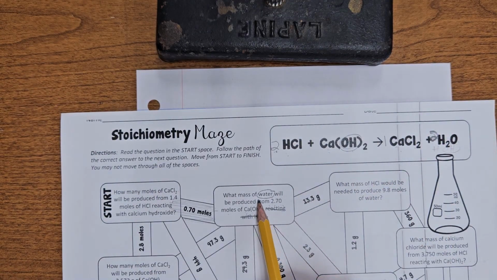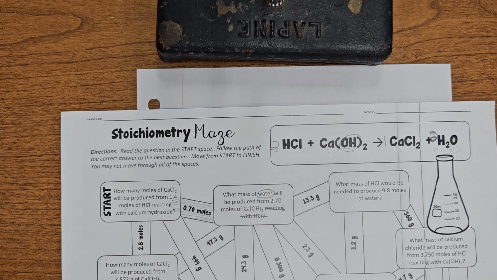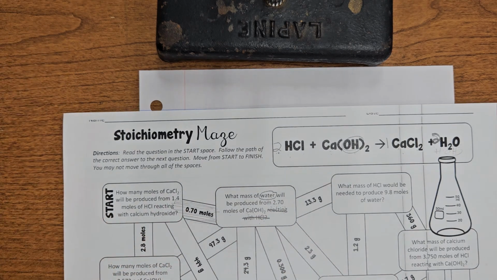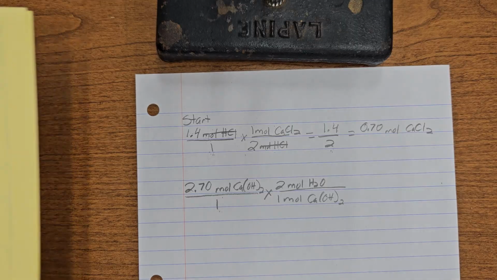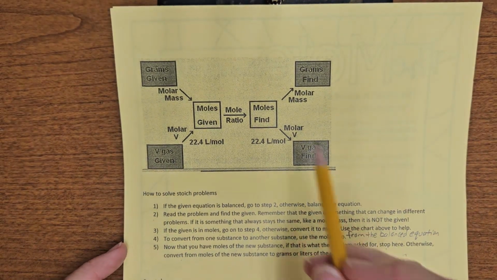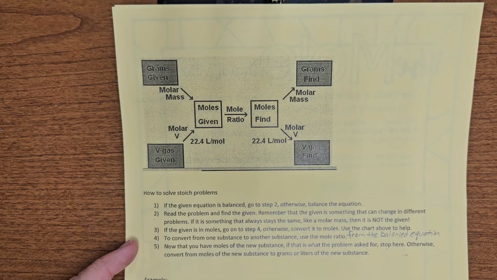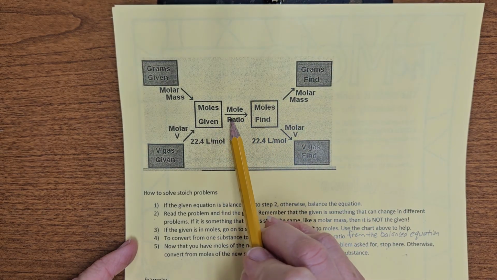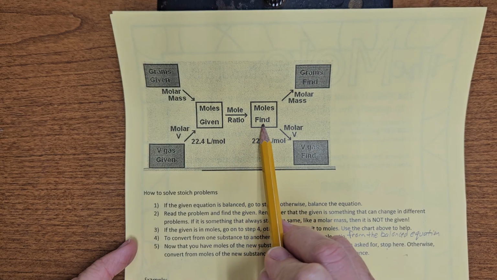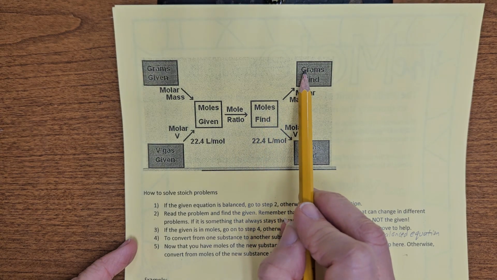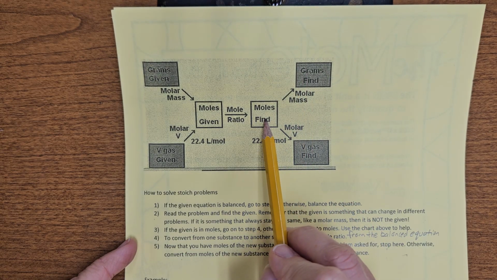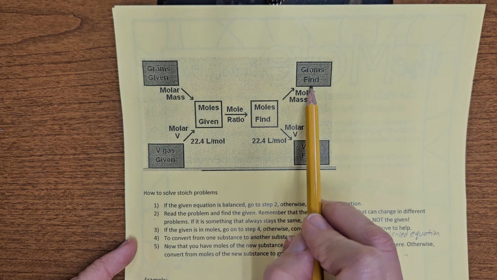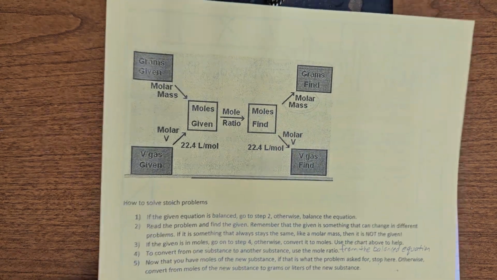Let's go back and read the problem. No, the problem says what mass of water. So how do I go from moles of water to the mass of water? You can look at the front of your paper, or you can use this chart here. They both work. All right, I started with moles of the given. I used the mole ratio to go to the moles of the thing that I'm trying to find. Now I'm trying to go to grams of the thing that they want me to find. How do I go from moles of the thing I'm finding to grams of the thing I'm finding? I have to use the molar mass.